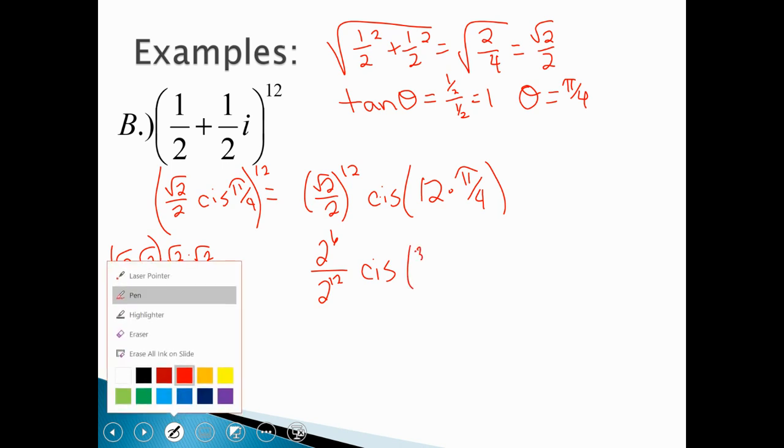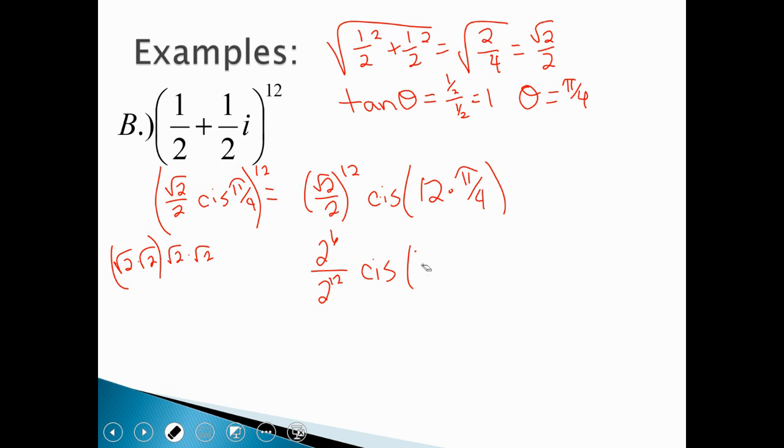So 2 to the 6th power over 2 to the 12th power, if you subtract that, that is 1 over 2 to the 6th power, or 1 over 64. I'm going to change 3 pi. 3 pi is the same thing as pi. So that would be your answer if we were leaving it in polar form. So just pay attention to what the directions say. If not, we could change that.